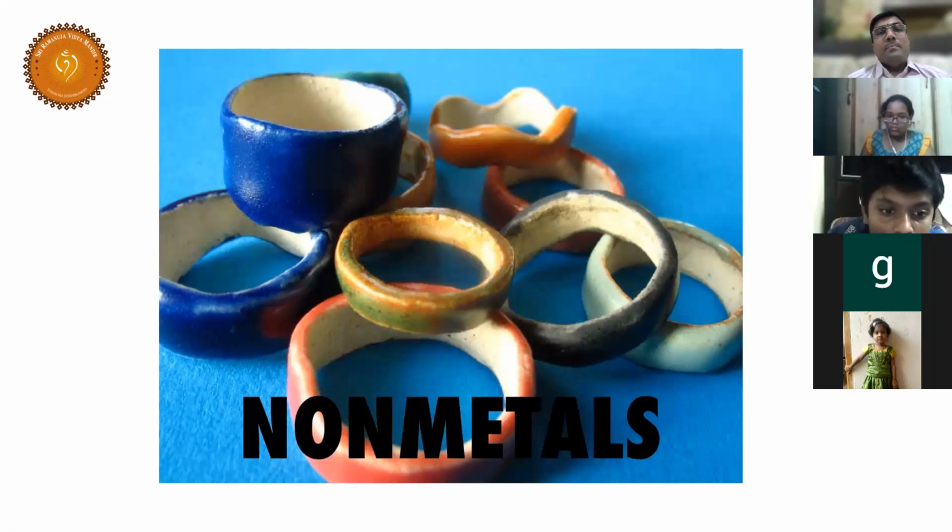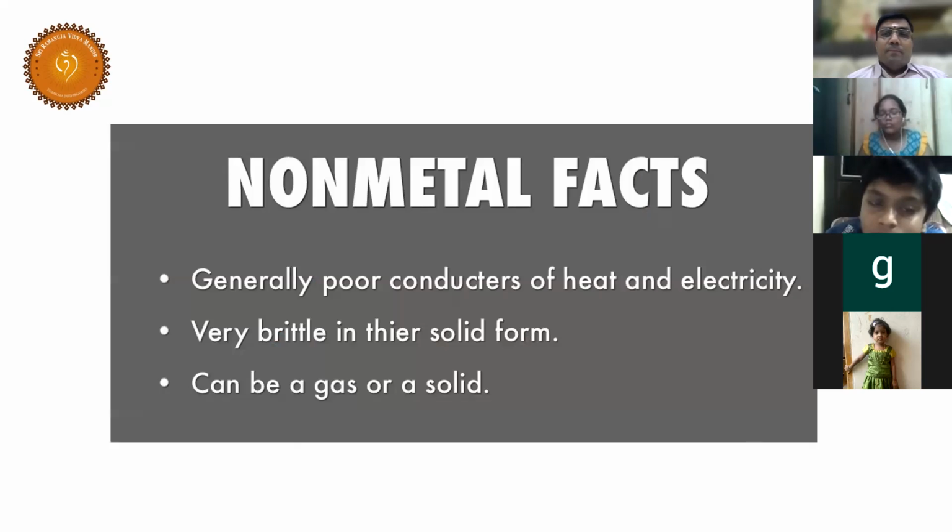Now let us see something about non-metals. Today I'm discussing the basics of metals, non-metals, and metalloids. You can see they are poor conductors of heat and electricity. So what are the non-metals? They are poor conductors of electricity. For example, diamond you take. Diamond is a poor conductor, right? Nitrogen is a poor conductor, right? So try to understand, students. And they are very brittle. Brittle means what? It easily breaks. So they can be a gas or a solid.